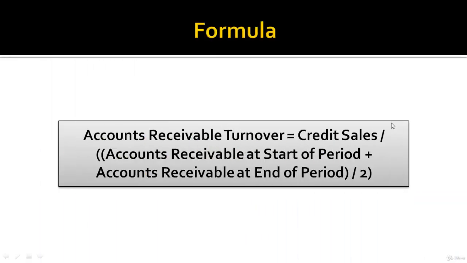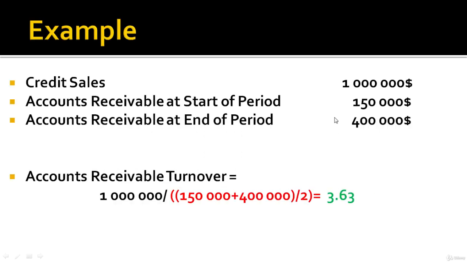We have to divide the credit sales by the accounts receivable at the start of the period plus accounts receivable at the end of the period, divided by 2. Let's take an example to understand it. Let's suppose that we have credit sales of $1,115,000, accounts receivable at the start of the period, and $400,000 of accounts receivable at the end of the period. So the accounts receivable turnover will be 3.63.